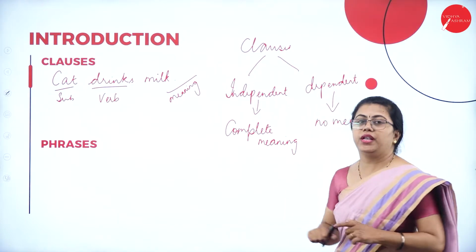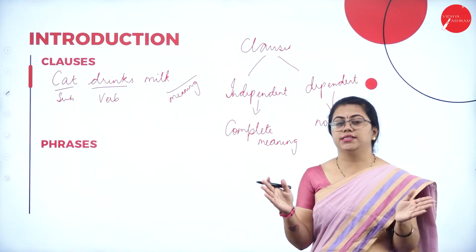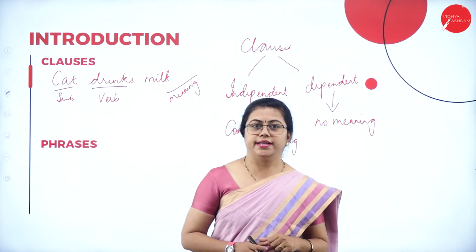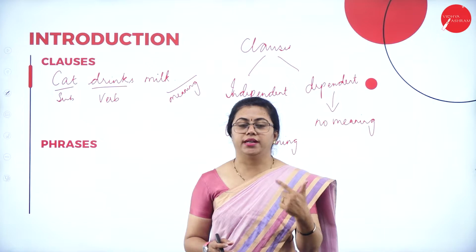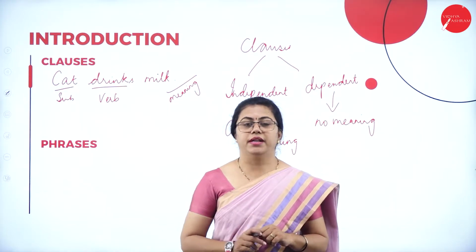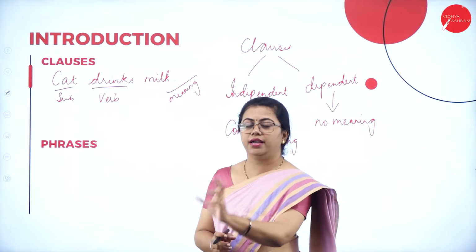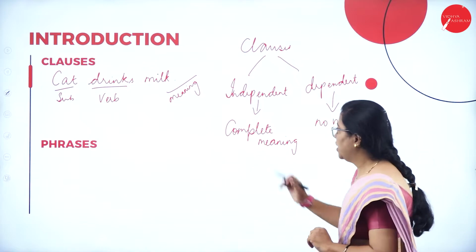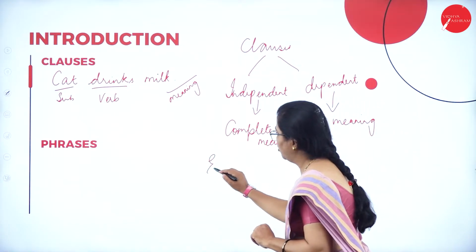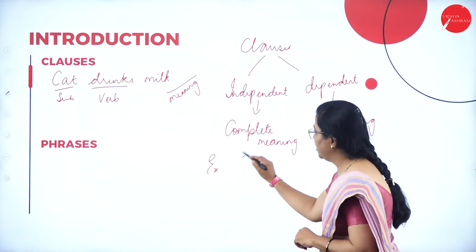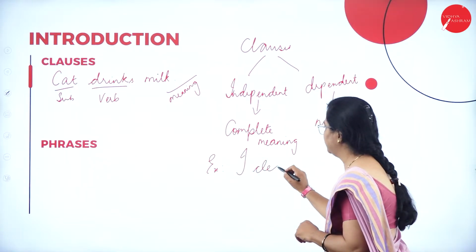A combination of independent and dependent clause, that is when both are combined together, that is called a complex sentence. A complex sentence actually contains an independent clause, a linker and then a dependent clause. Independent clause, linker, dependent clause. This is the structure of a complex sentence. So let me just give you an example of a dependent as well as an independent clause, that is in one sentence only. I cleared the exam.